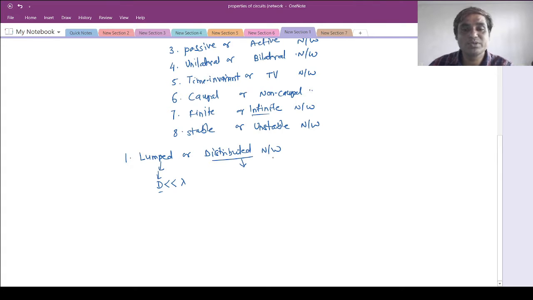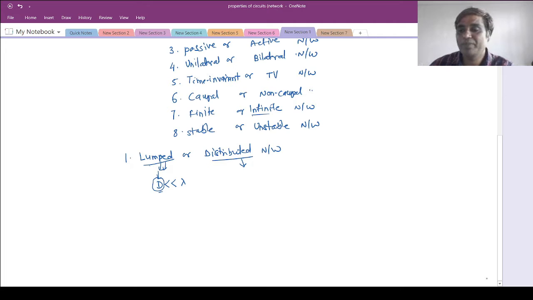So in a distributed network, space is very important, whereas in a lumped network, space is not considered as a variable. An example of a distributed network is telephone lines. Power systems are also networks where space is important. So the definition is that a lumped network is one where the dimension of the network is very small compared to the wavelength of interest.